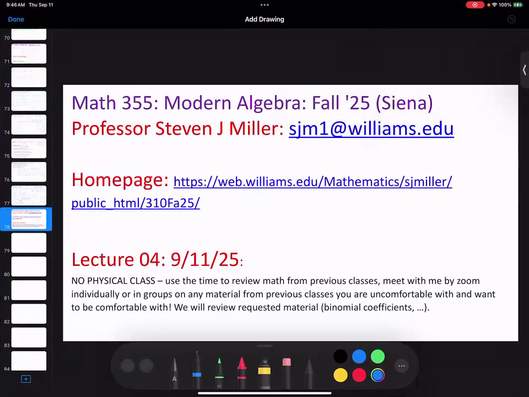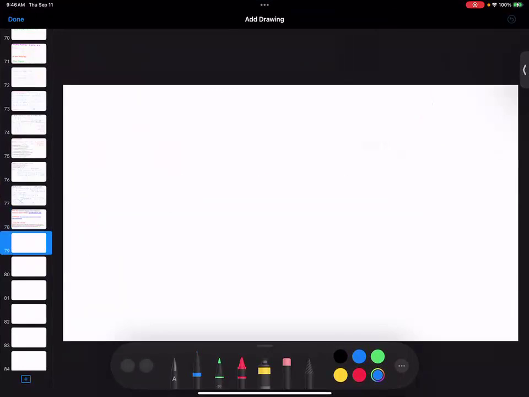Just making sure everybody's able to see my screen. Is at least one person able to see my screen? Okay, perfect. Okay. Yes.